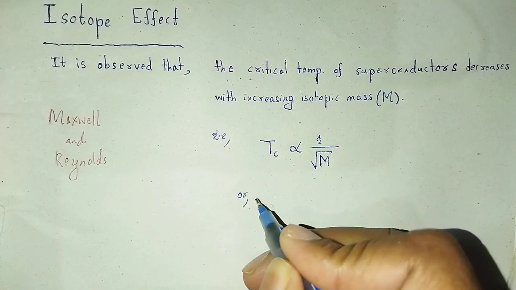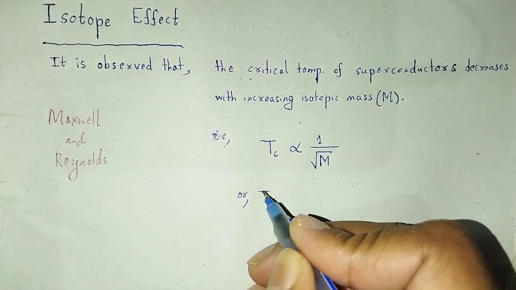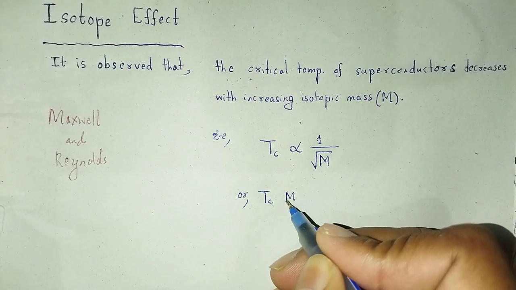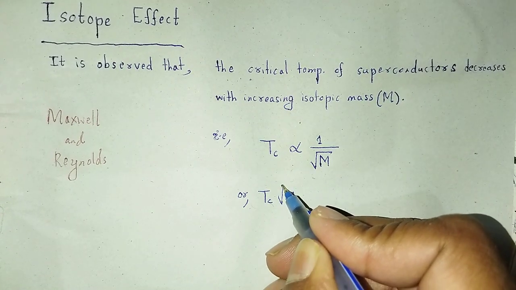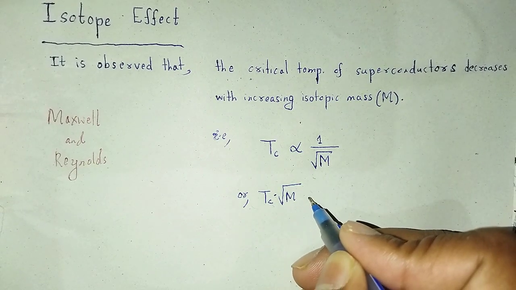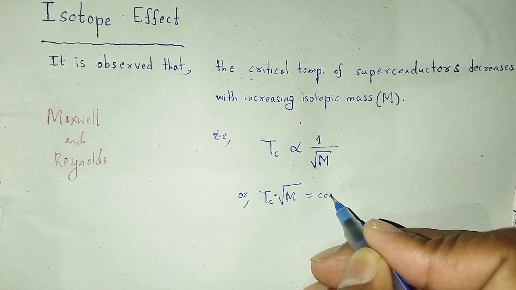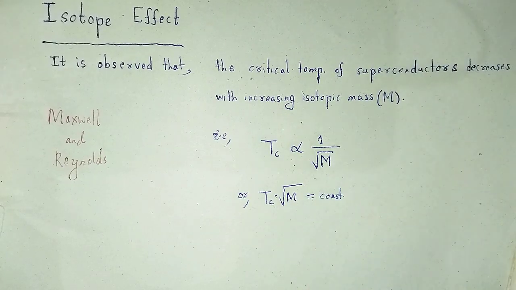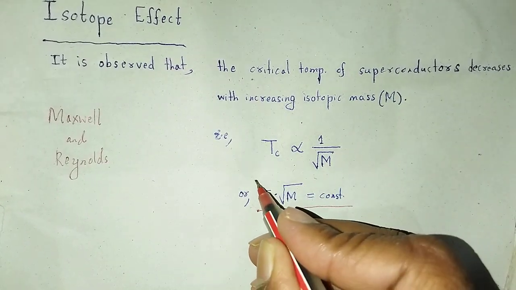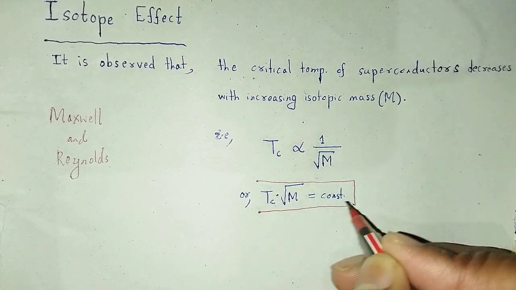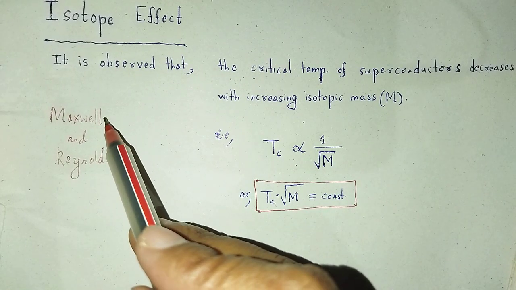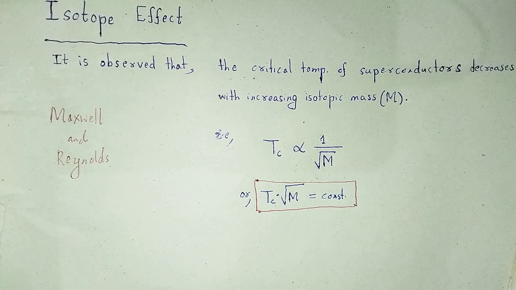Therefore, the product of the critical temperature Tc and the square root of the isotopic mass is a constant. That was the observation by these two scientists.